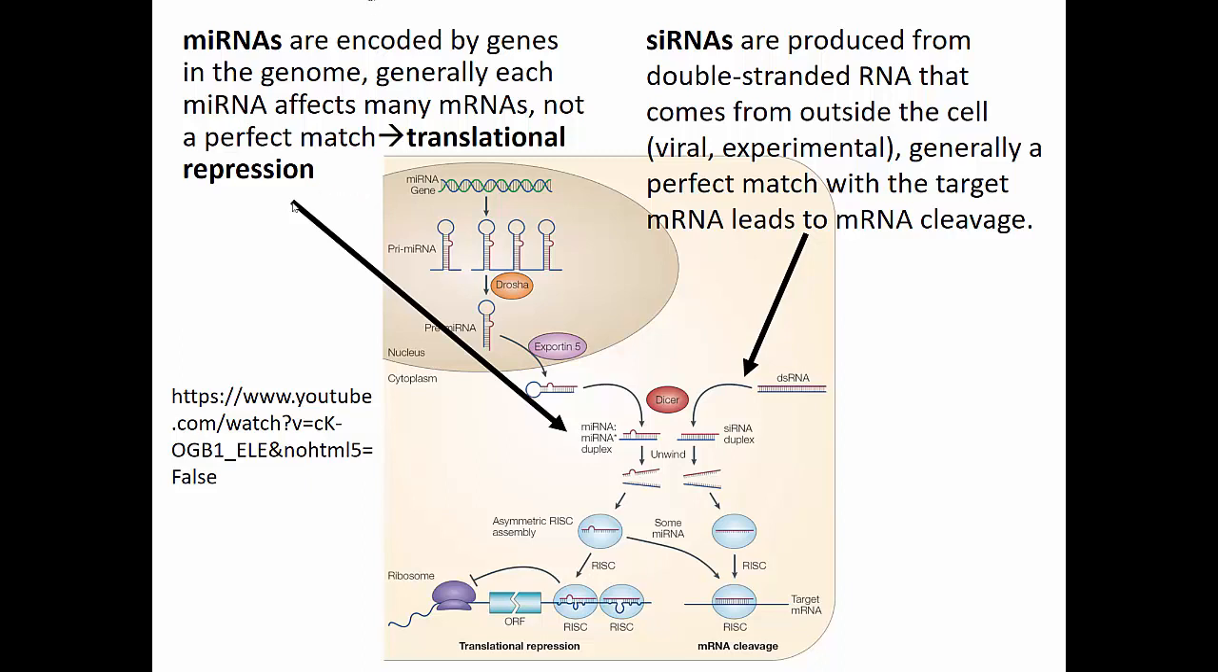I just want to clarify the terminology. So microRNAs are the ones that are encoded in the genome of the cell, whereas siRNAs are these exogenous RNAs that are produced due to experimental conditions. siRNAs are also sometimes produced from viruses.